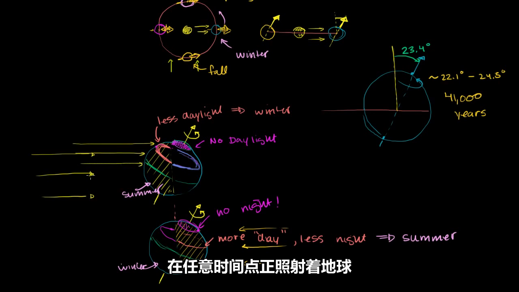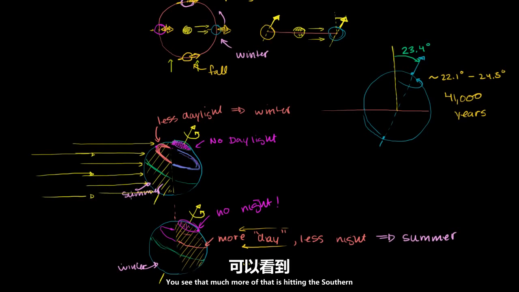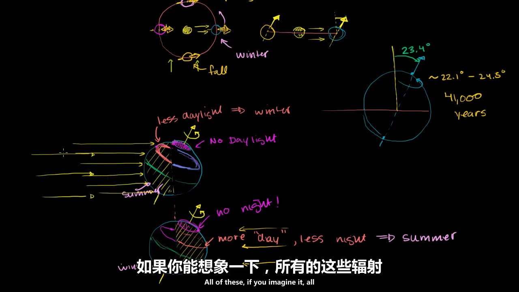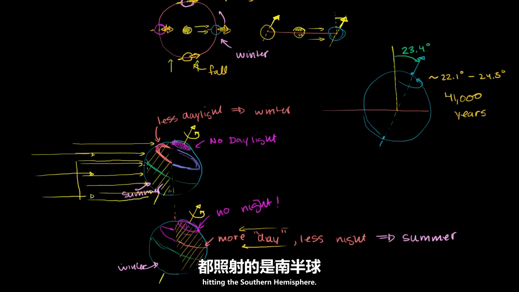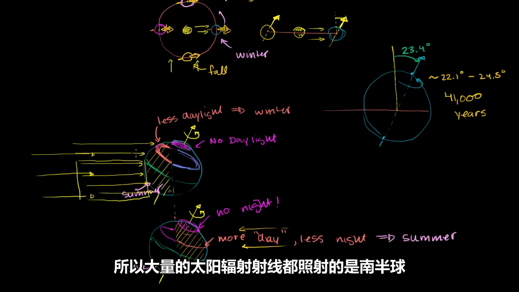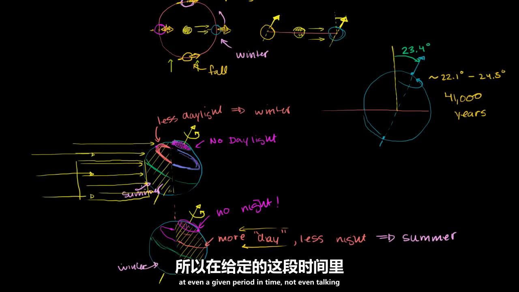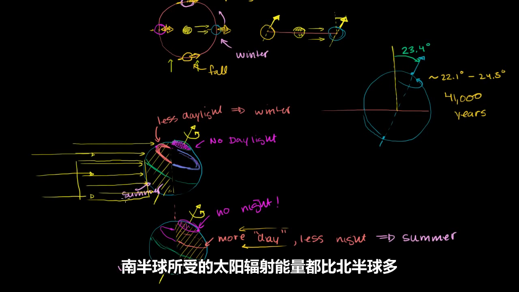So this is the total amount of sunlight that's reaching the Earth at any point in time. You see that much more of that is hitting the southern hemisphere than the northern hemisphere here. All of these rays right over here are hitting the southern hemisphere. So a majority of the rays are hitting the southern hemisphere, and much fewer are hitting the northern hemisphere. So actually a smaller amount of the radiation, at even a given moment in time, not even talking about the amount of time you're facing the sun, more energy is hitting the southern hemisphere than the northern.